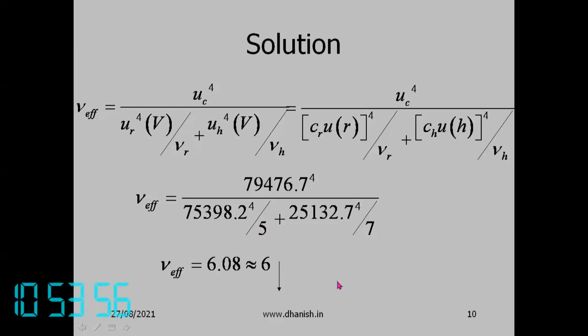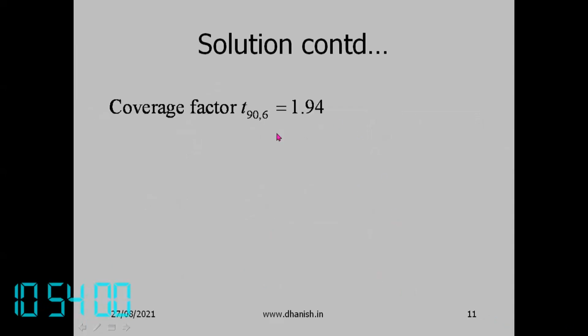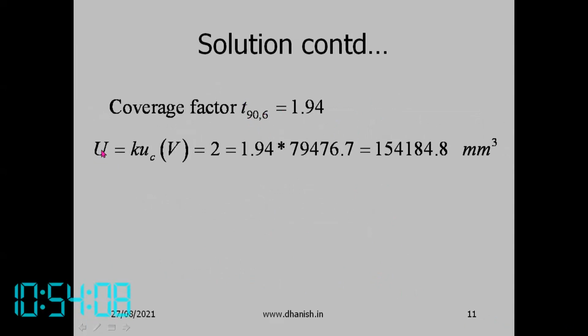Okay, so now we know the effective degrees of freedom, so we can find the t factor, the coverage factor. For 90% confidence and 6 degrees of freedom, it is 1.94. So the expanded uncertainty is equal to k times the combined standard uncertainty of volume.